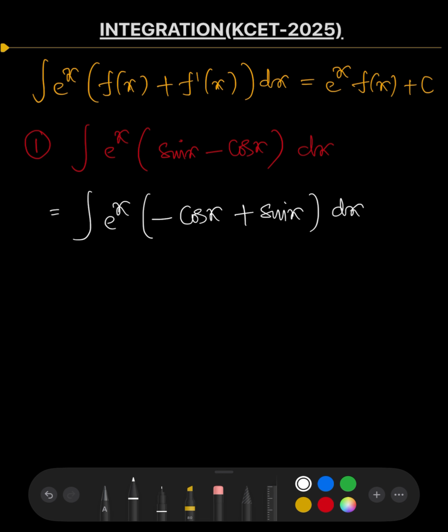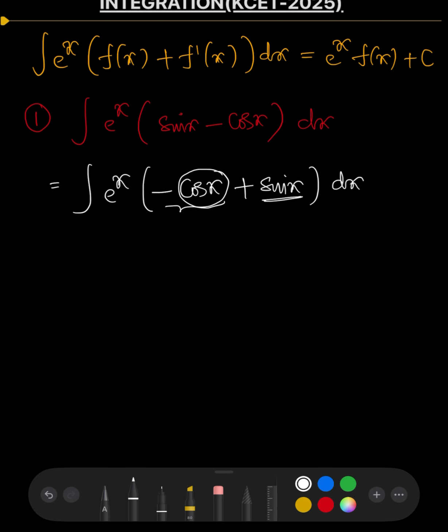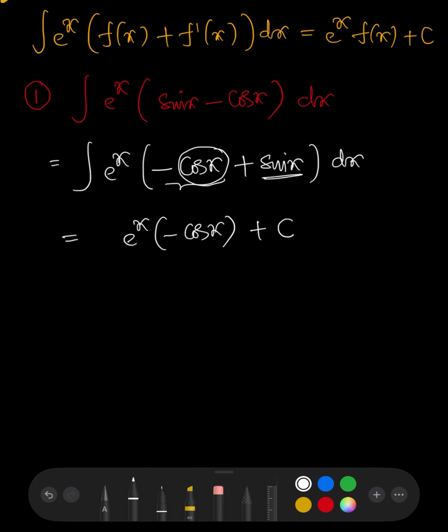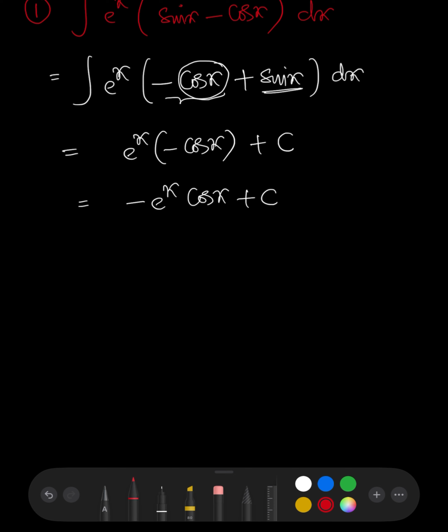If you observe this carefully, now if you take this one as f of x, the cos x differentiation is minus sin x and it is followed by minus, so it will become plus sin x. Now it is in the form of integration of e power x into f of x plus f dash of x. So the answer is e power x into minus cos x plus c. So it is nothing but minus e power x into cos x plus c, right? Now move on to the second question.